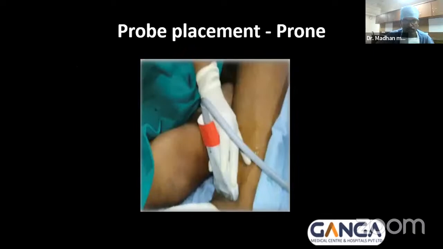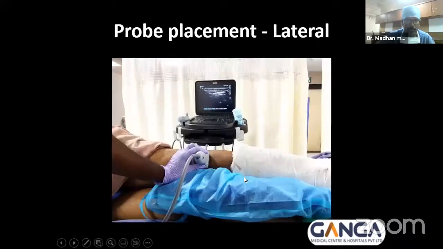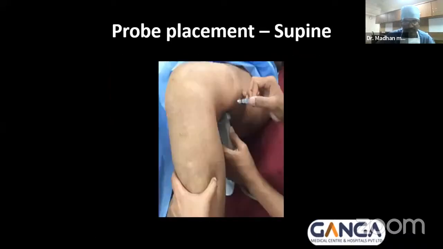This is a picture showing probe placement for prone position in the popliteal crease. You can see here. This is probe placement for lateral position. You can see the patient is positioned lateral with a pillow between the two legs, and then the probe is positioned in the popliteal crease, and you can start scanning. And this is probe placement for supine. As you can see here, one assistant is holding the leg, the hip flexed at 90 degrees, and the knee also flexed.